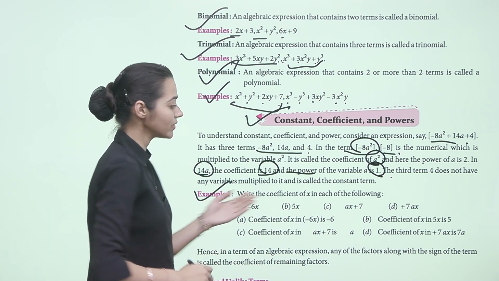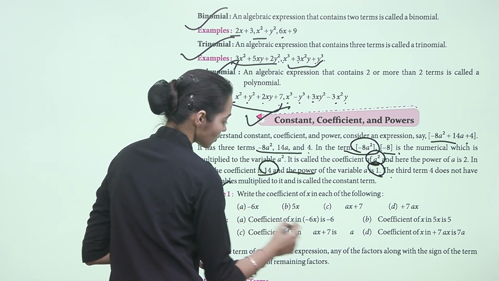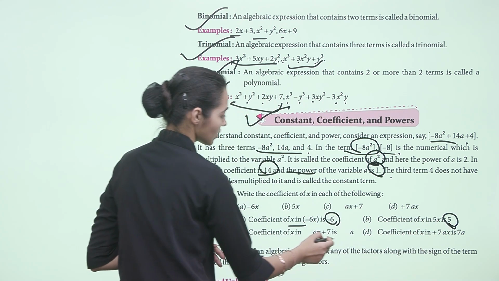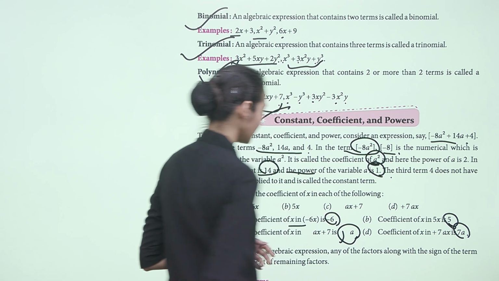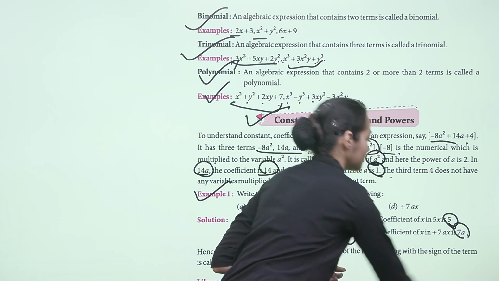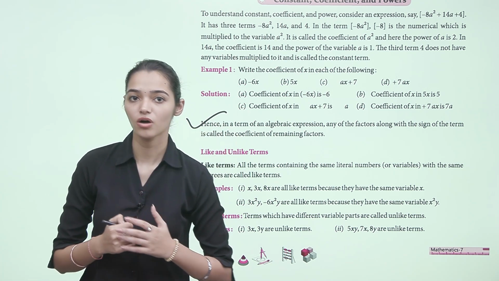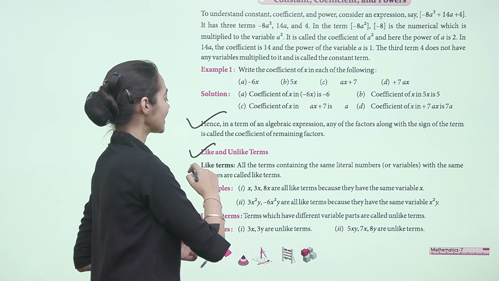Here is our example. We have to write the coefficient of x in each of the following. So here the coefficient of x is minus 6, coefficient of x in 5x is 5, coefficient of x in ax plus 7 is a, and here the coefficient is 7a. Hence, in a term of an algebraic expression, any of the factors along with the sign is called the coefficient of the remaining factors.